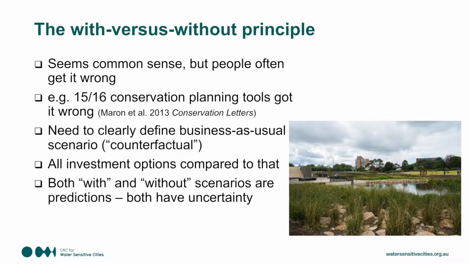And it might seem like common sense, it should be common sense, but it's amazing how many times people get this wrong. People meaning non-economists. I've just said economists are not people, I think. And so, for example, there was a review done recently of a set of 16 planning tools in the conservation area, all developed by non-economists. 15 of the 16 got this aspect wrong. And so, effectively, the benefits they were measuring were pretty random. Who knows what they were comparing the benefits to.